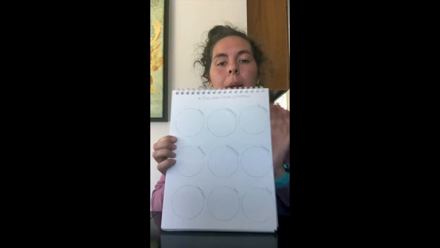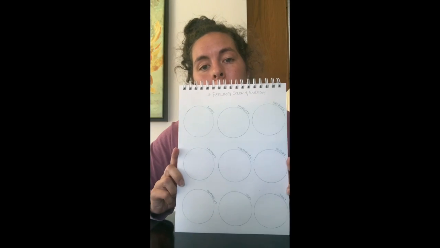Today's prompt is we are going to be looking at the color and energies that different feelings give off. So we're going to go through 9 different feelings. You can put them however you like on your page, but if you want to copy what I'm doing, I just have 9 different circles. So you can do that if you like.